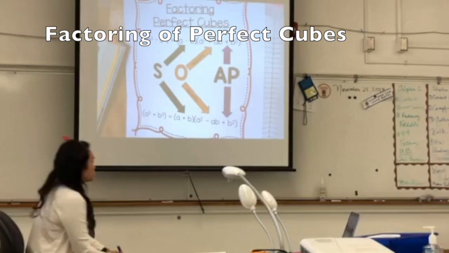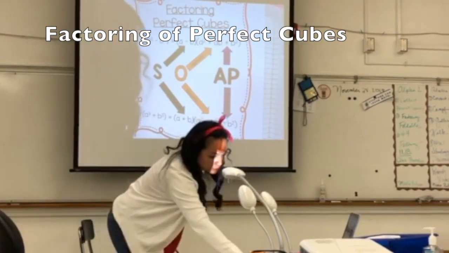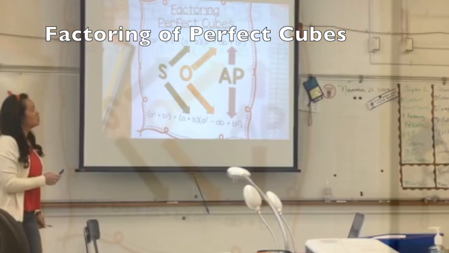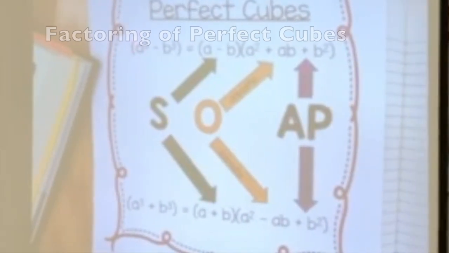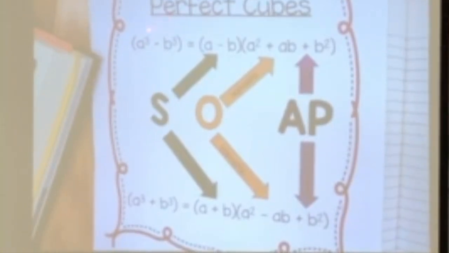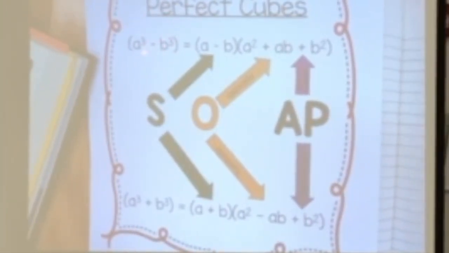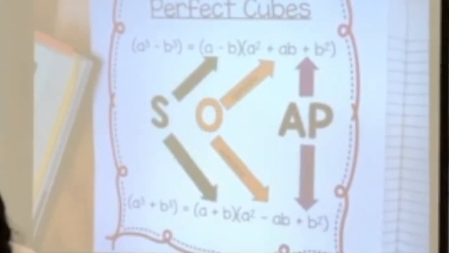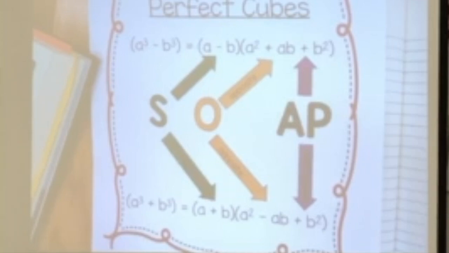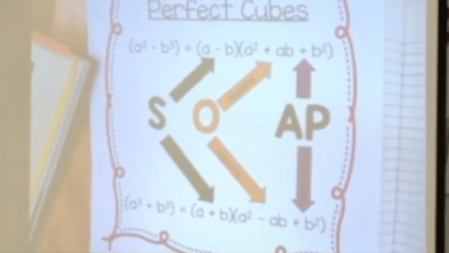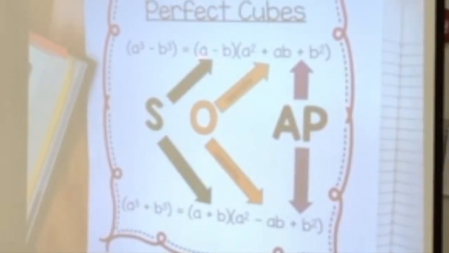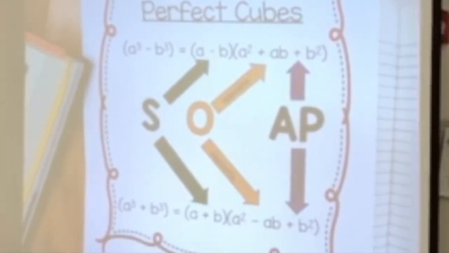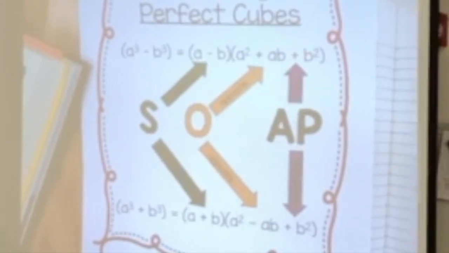So here's what it looks like. When A is a cube and B is a cube and there's a subtraction sign, it's a pattern. You have to memorize the pattern, just like for DOTS. So here's the pattern. It's a binomial, A minus B, times the trinomial, A squared plus AB plus B squared.